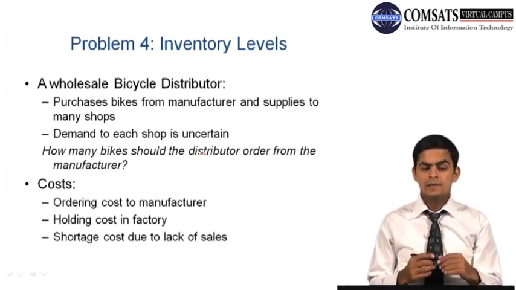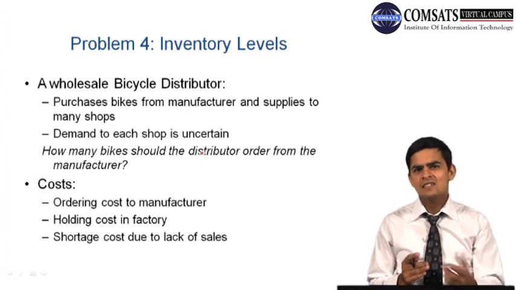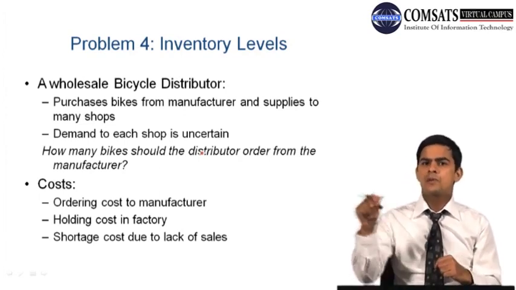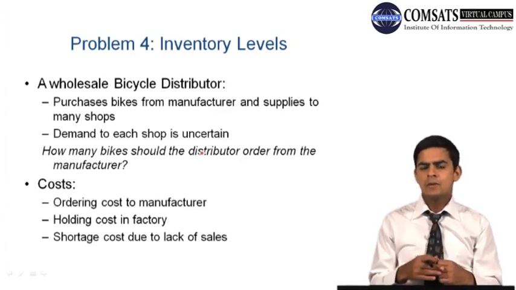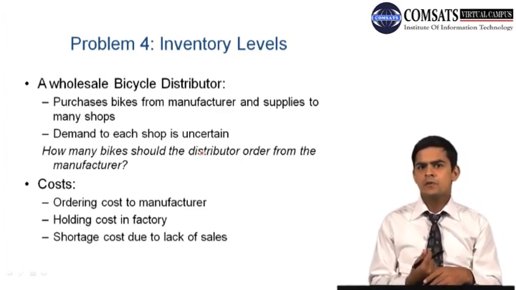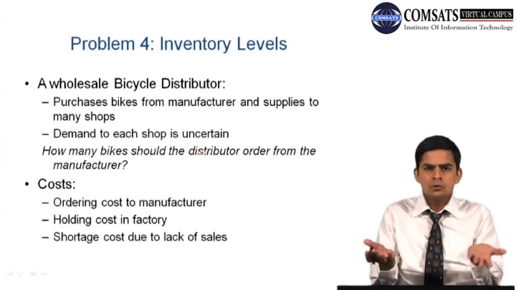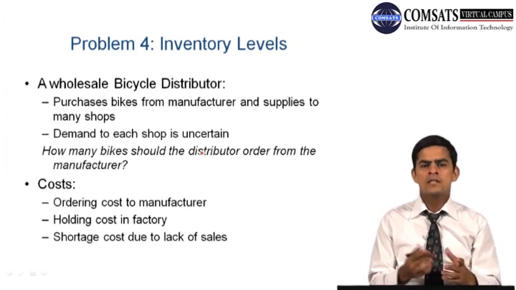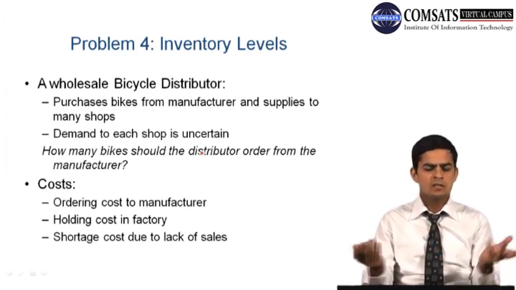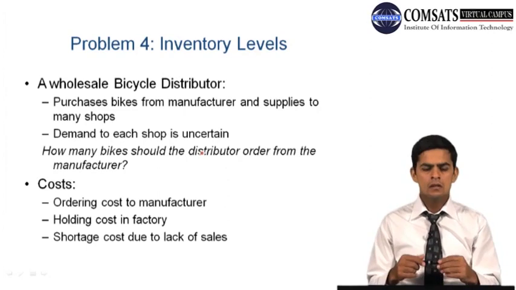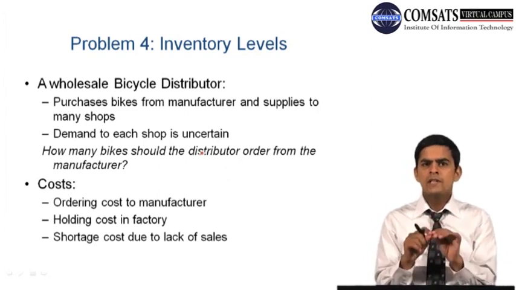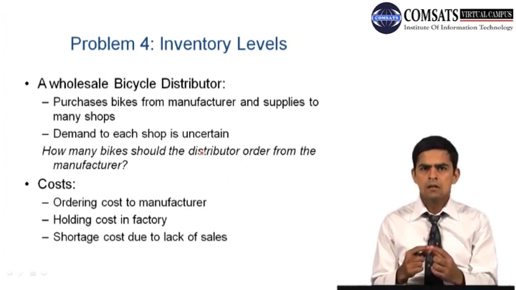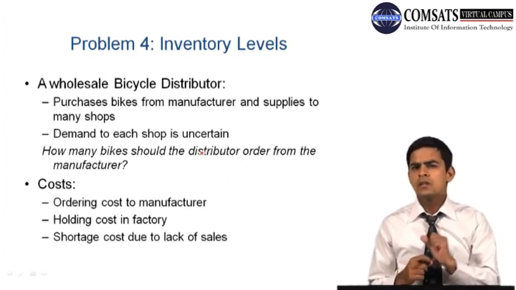Okay, then there are certain limitations on him. He is buying them from a manufacturer, so he has to pay them. Maybe he only has a finite amount of money, as we all usually have. Let's say he only has 200,000 rupees. That's all he can spend. So there is only a fixed number of bikes that he can purchase, because he has only 200,000 rupees.